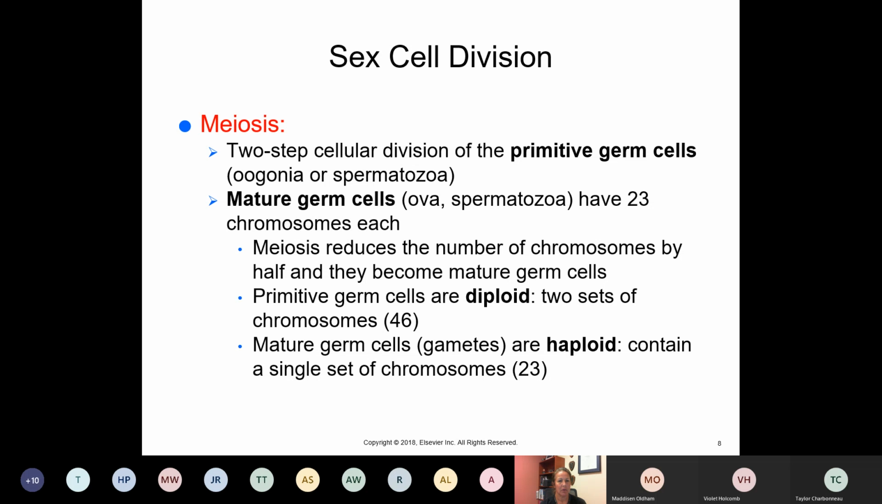Meiosis will reduce the number of chromosomes by half, and then they become those germ cells. So remember, we start out with 46, and then they're split in half, and those become the mature germ cells that only have 23 chromosomes each. Primitive germ cells are diploid, that's before they've divided, so they have two sets of 46 chromosomes. Mature germ cells are haploid, so they only contain the 23, or a single set of chromosomes.